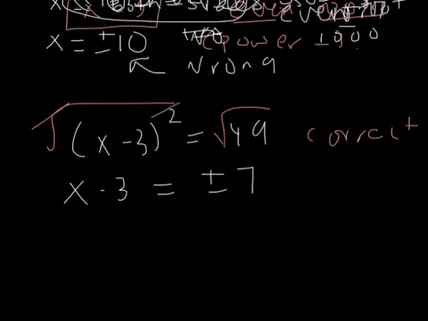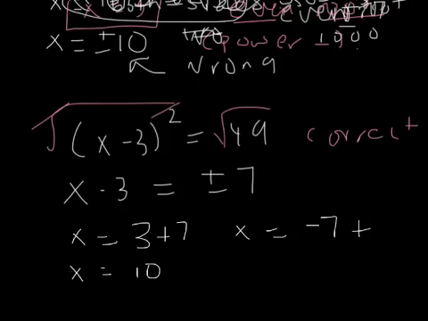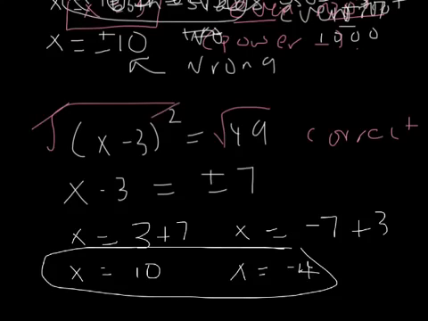And then we'll just finish the problem. So we have 3 plus 7 is one of the answers. And then negative 7 plus 3 is negative 4. All right, hopefully that helped.